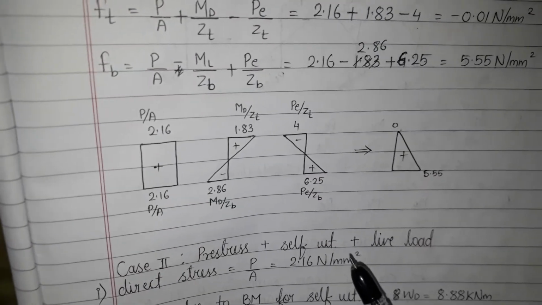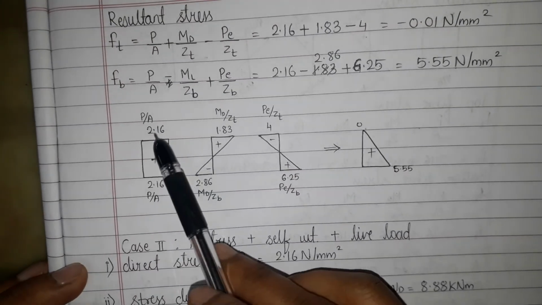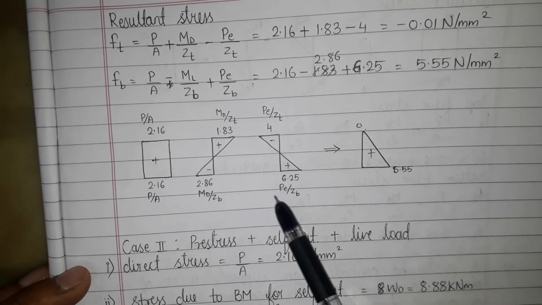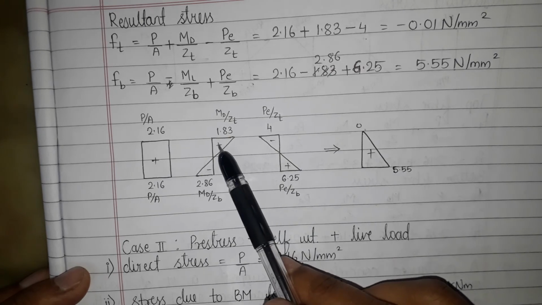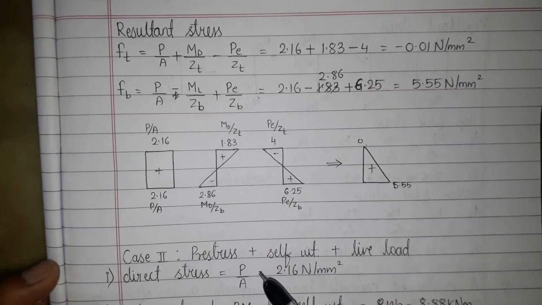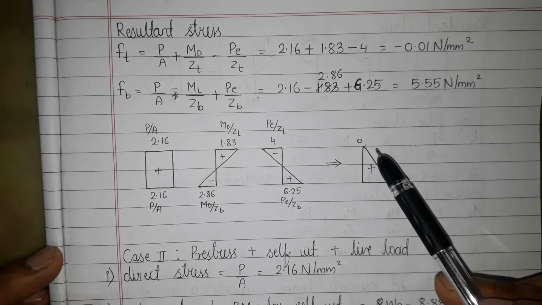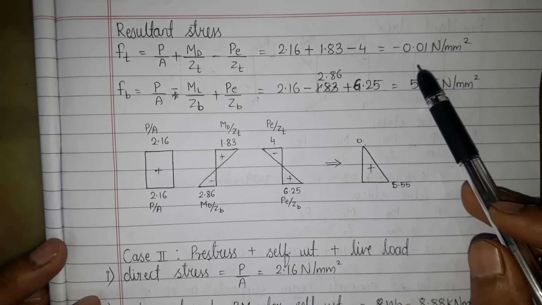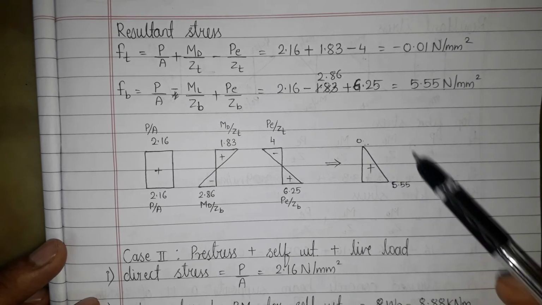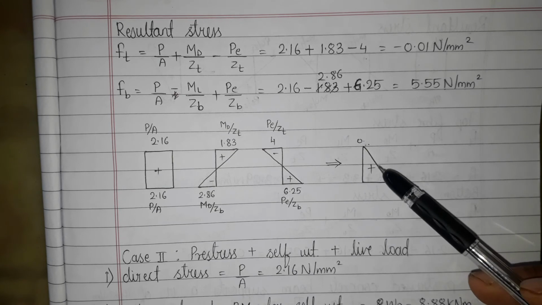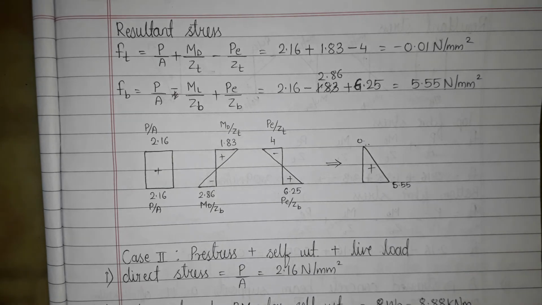When we draw the final stress distribution diagram, this is direct stress, this is stress due to bending and this is stress due to pre-stress. You can see plus minus, minus plus, vice versa. When you add all these, you will get the stress distribution in this section: almost 0.01, meaning 0 at the top fiber and 5.55 at the bottom fiber, both positive. So there is no tension, we have only compressive stresses. Understood? This is for the first case.